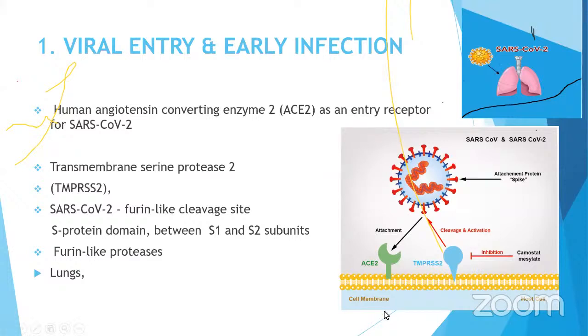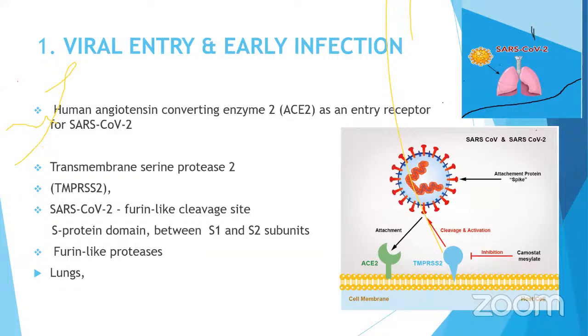For entry into the cells, it needs proteases, enzymes for cleaving the spike domains. That is TMPRSS2, transmembrane serine protease 2. Also, furin-like cleavage sites are located between the S1 and S2 subunits. Cleavage of the S1 and S2 domains leads to increased transmission of the virus into the host cell.